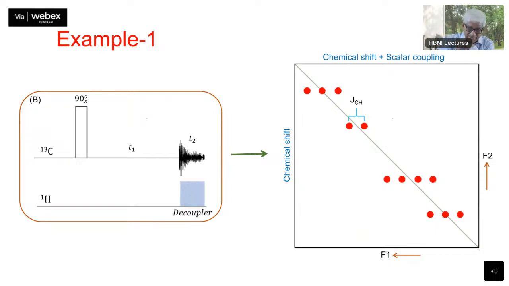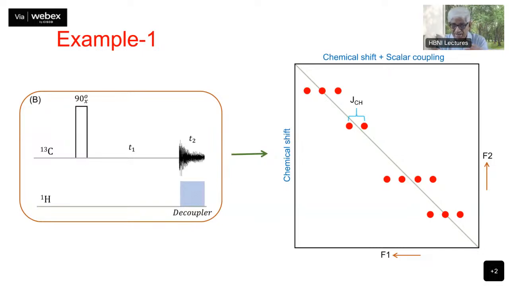Then you detect the signals in t2, where you decouple the protons. During the t1 period, you are not decoupling. During the t2 period, you are decoupling. So during the t1 period, I should have both the chemical shift information as well as the coupling information. And during the t2 period, I must have only the chemical shift information. Okay, so here is a schematic of that situation.